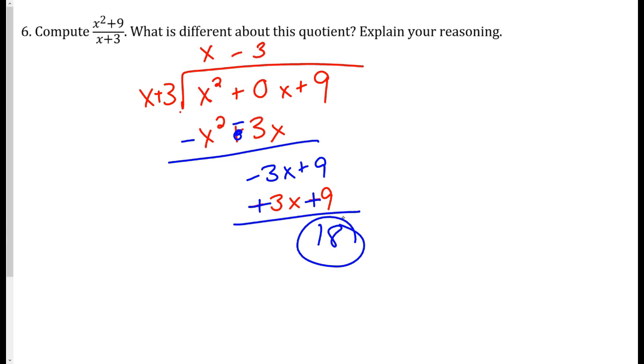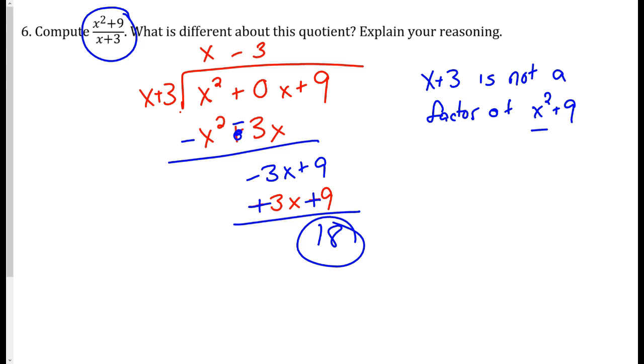So what's different? Clearly we're left with a remainder. Something's different about this, we got left with a remainder. And we're going to talk more about why this happened in a future lesson. But what this tells us is that x plus 3 is not a factor of x squared plus 9. Hopefully you remember from Algebra 1 that x squared plus 9, we can't factor that polynomial over the real numbers. So that verifies that x plus 3 is not a factor of x squared plus 9.